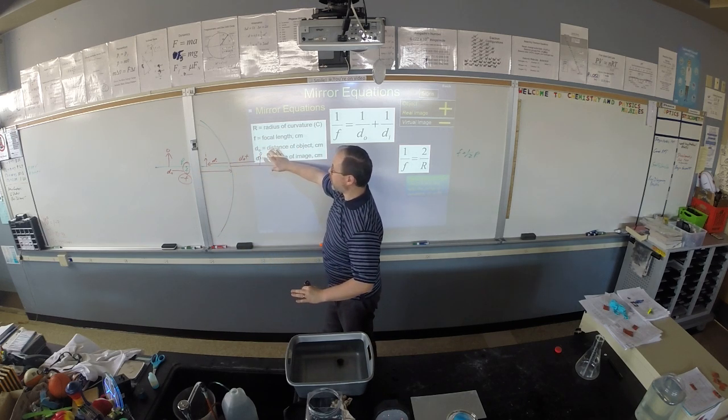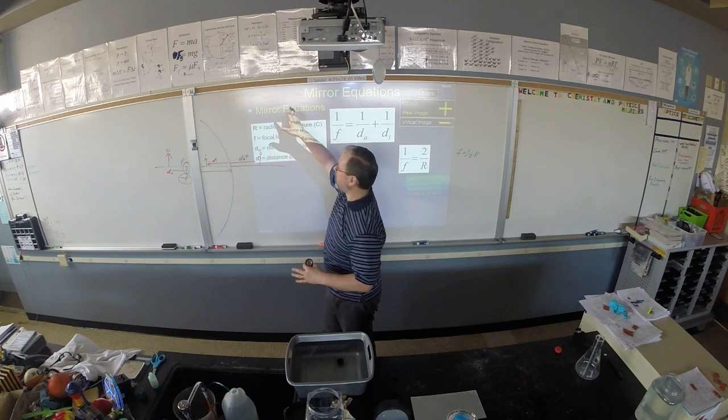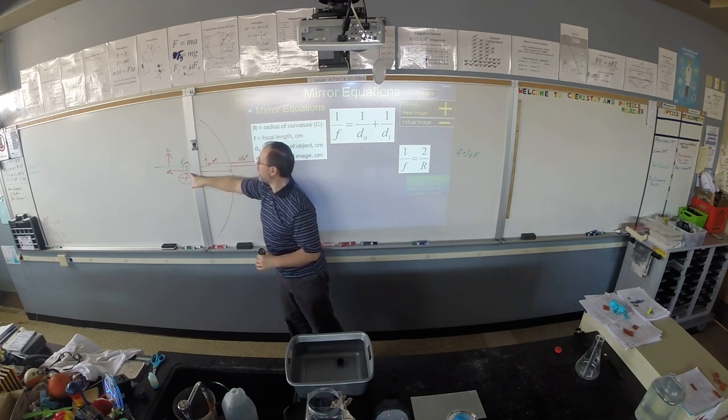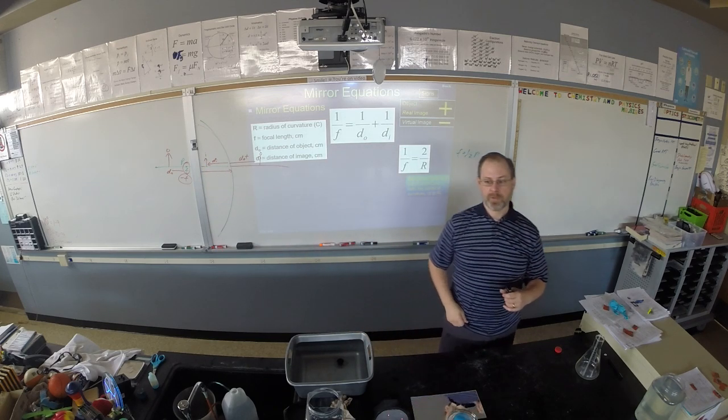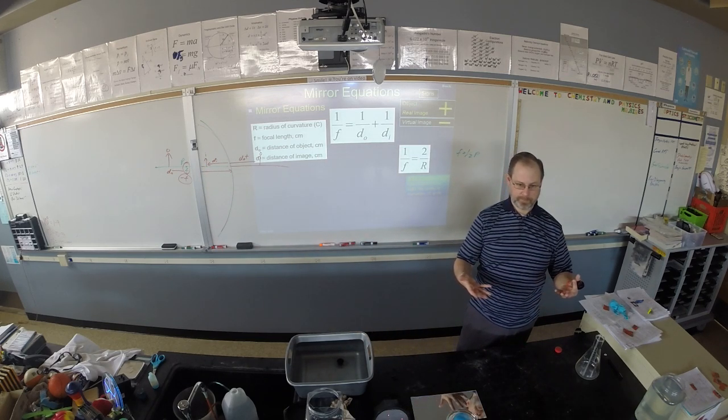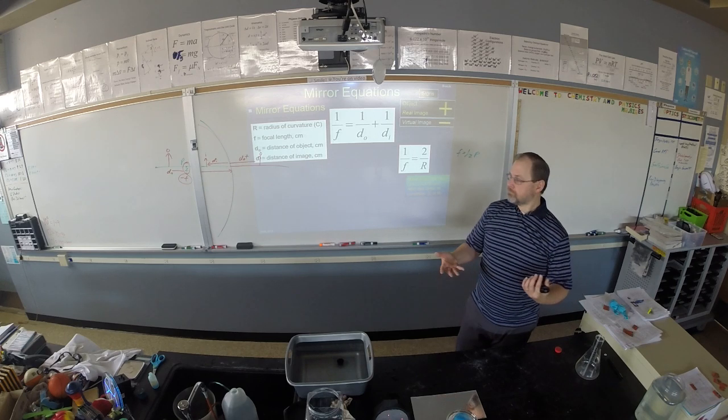So objects are always real. If the object's on the convex side and the focal distance is on the concave side, that focal distance becomes a negative focal distance, a virtual focal distance. That's why it's smaller.